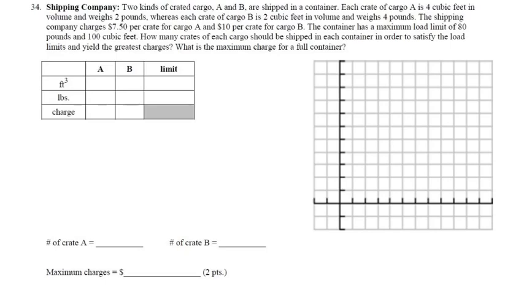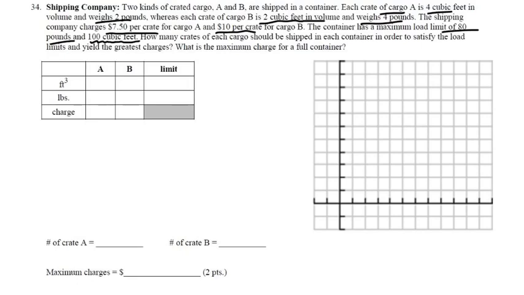So it says, for number 34, about the shipping company, 2 kinds of crated cargo, A and B, are shipped in a container. Each crate of cargo A is 4 cubic feet in volume and weighs 2 pounds. That's probably going to be important. Whereas each crate of cargo B is 2 cubic feet in volume and weighs 4 pounds. The shipping company charges $7.50 per crate for cargo A and $10 per crate for cargo B. The container has a maximum load limit of 80 pounds, and the volume limit is 100 cubic feet apparently.